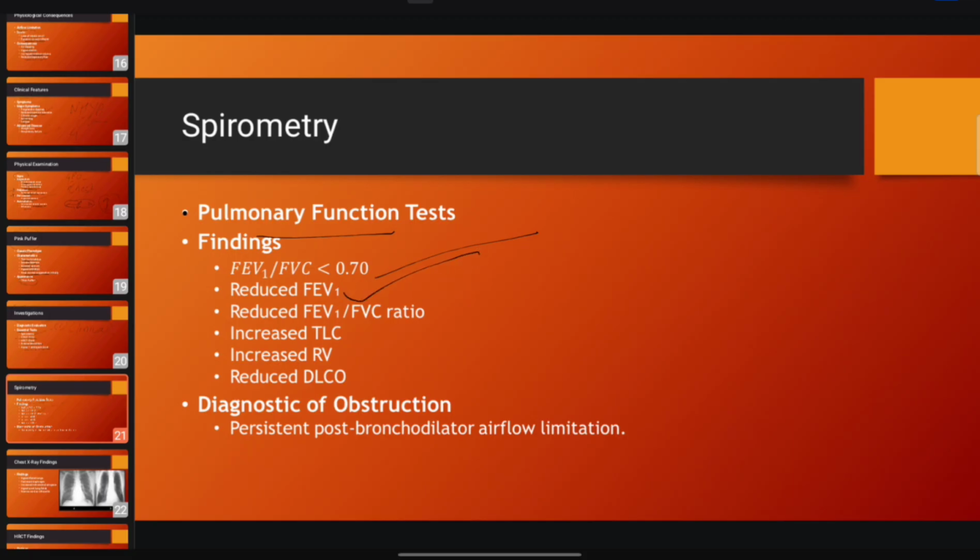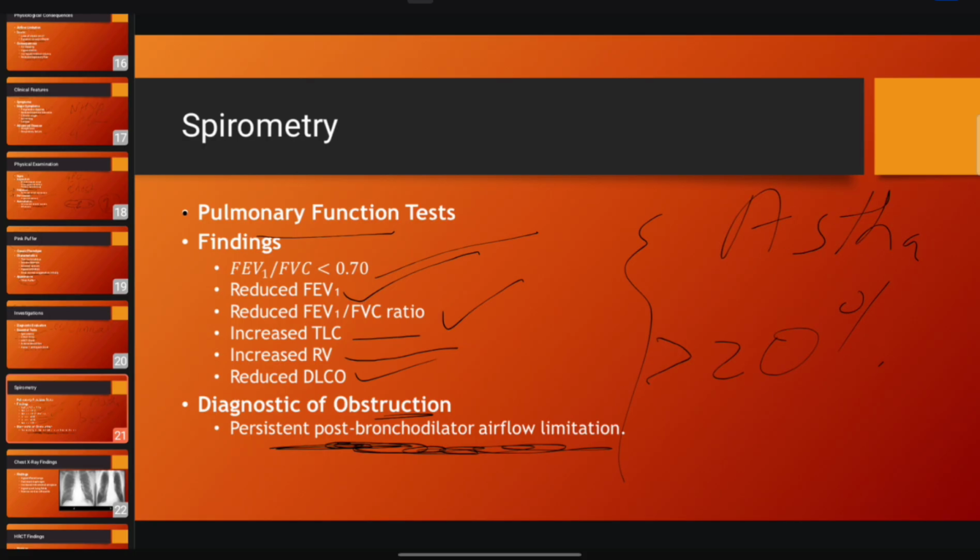Reduced FEV1, reduced FEV1 over FVC ratio, increased total lung capacity, increased residual volume, and decreased diffusing capacity of the lung for carbon monoxide. The diagnostic of obstruction is persistent post bronchodilator airflow limitation. If we talk about asthma, in asthma there is greater than 20% increase in peak expiratory flow meter readings after the bronchodilator.